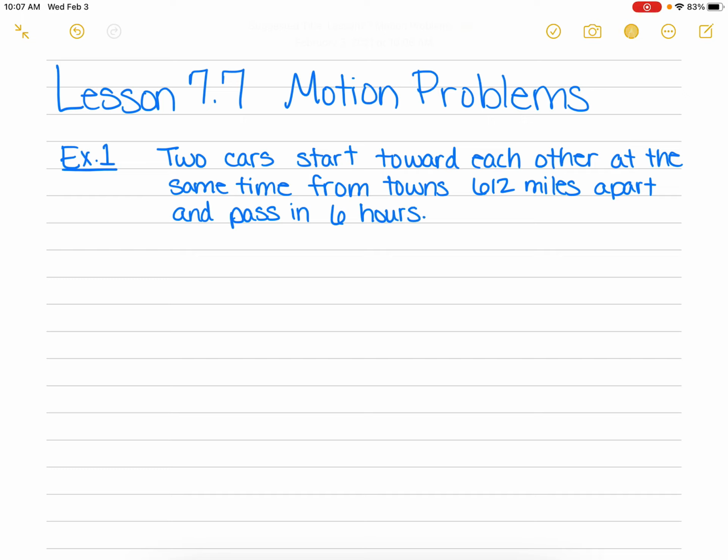Okay, I have a few more to write down here, but I want to make sure that you're writing this down because we're going to be drawing some things in here, circling things, and I want you to be able to have it written down in your notes.